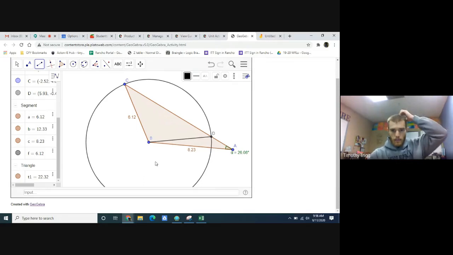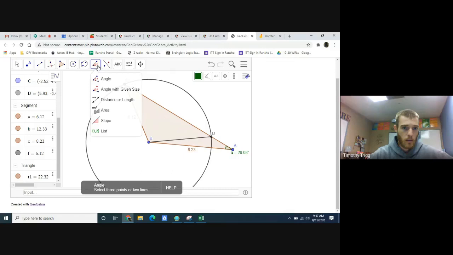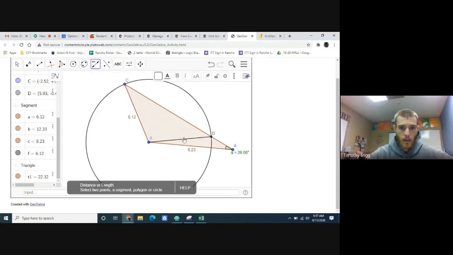So we've created, you can kind of see there's actually 3 triangles now in the picture. There's this one right here. There's this one over here. And then there's the big one that kind of encompasses both. Now I want to know the length of BD here as well. So again, on the toolbar, go to this one here, go to distance and length, and we're going to click on BD and it'll give us that length.